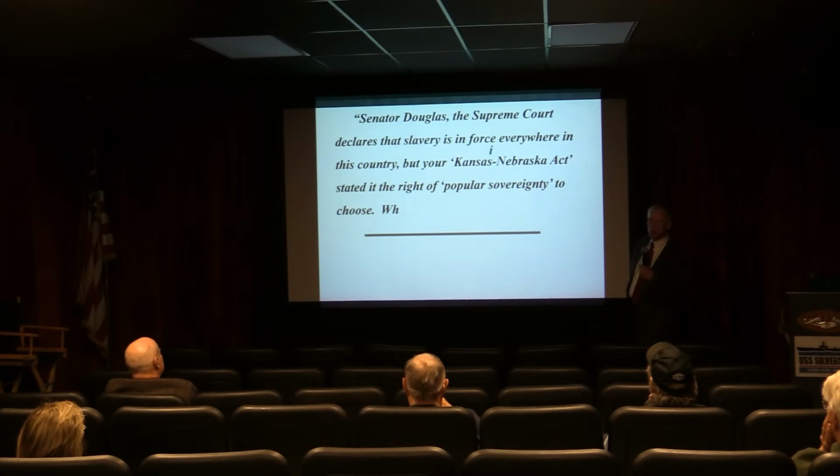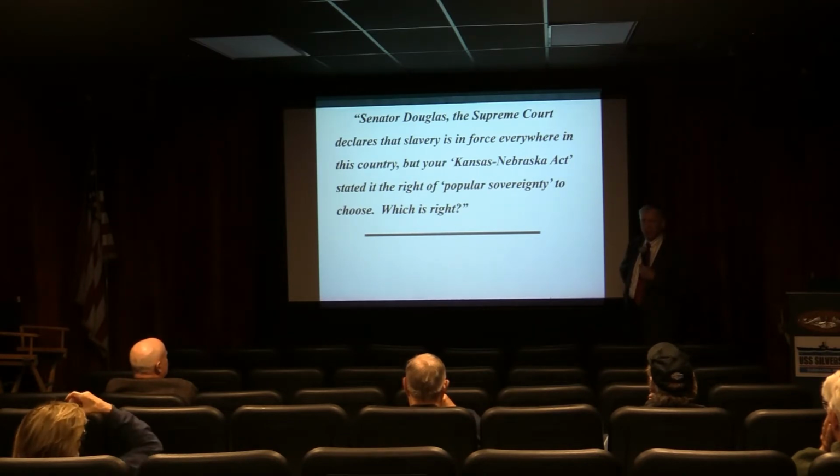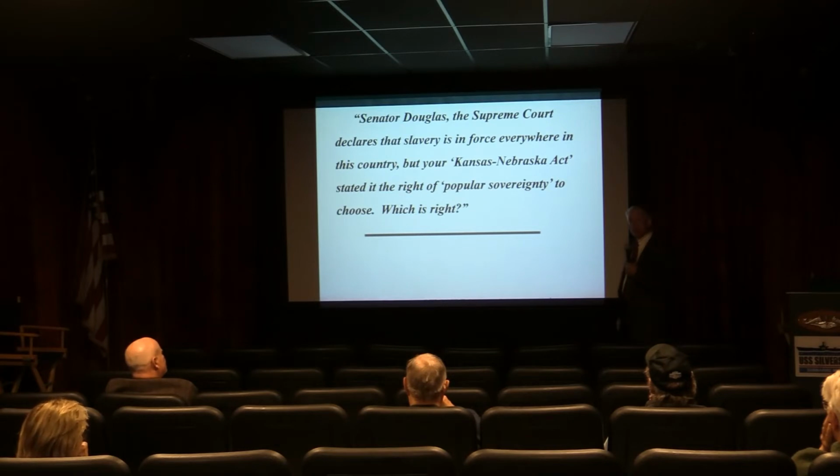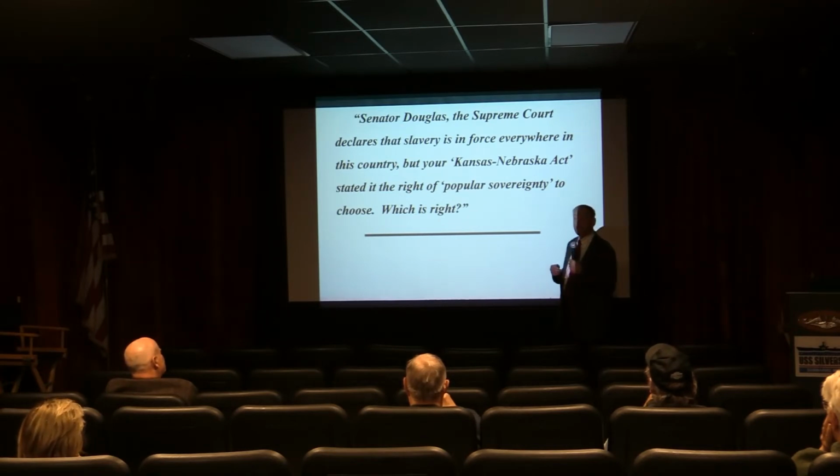Supreme Court says it's good everywhere, but popular sovereignty, which you propose for Kansas and Nebraska, says people can decide. So which is it? Can the people basically say the Supreme Court is wrong? Which is it? It's a great trap. It's kind of like, have you stopped beating your wife yet? There's no good answer that won't get Douglas into trouble.